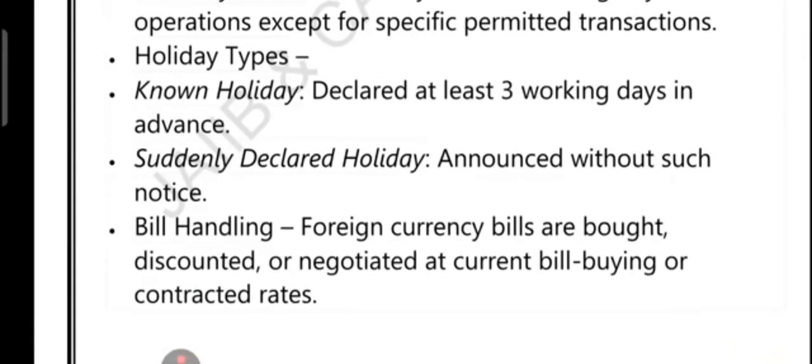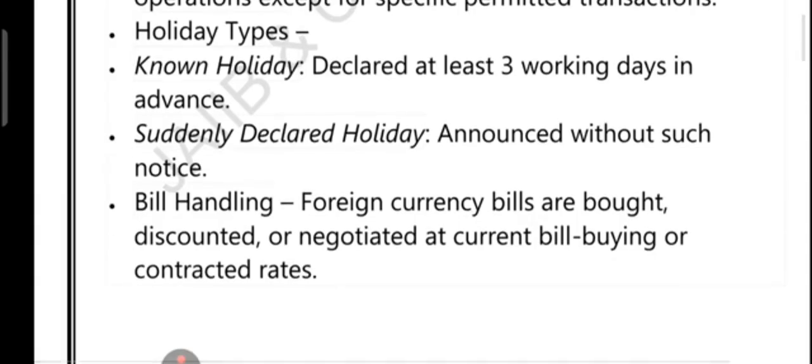If you are handling foreign currency bills like export import payment documents, the bank buys, discounts or negotiates them at the current or agreed rate. So for handling foreign currency bills, the bank buys, discounts or negotiates them at the current rate or at the agreed rate. That is called bill handling.